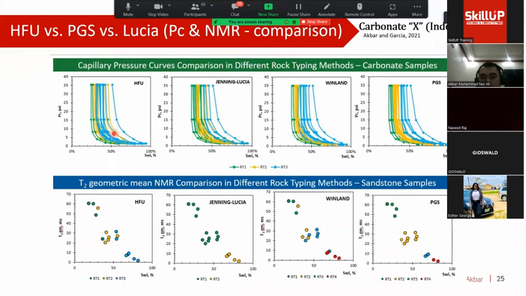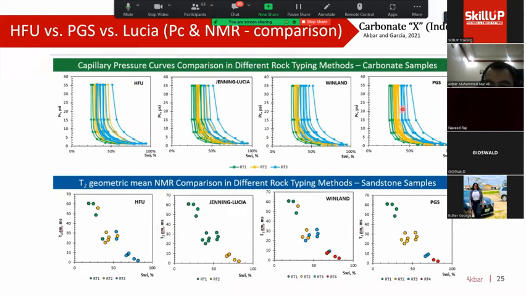Another case study, which I just presented last year with my student, is how we try to connect the capillary pressure data from different carbonate rocks with the different rock type methods: hydraulic flow unit, Jennings-Lucia, Winland, and PGS. From here, we can see how the PGS is separated very distinctly in each rock group. It means that we will create a really good saturation model with minimal overlap. Meanwhile, for Winland, Jennings-Lucia, and even the HFU or hydraulic flow unit, a lot of overlapping happens between the groupings.